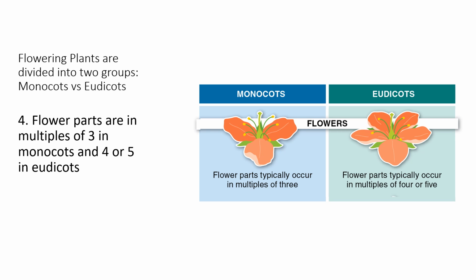Flowers can also give you a hint. Monocot flowers have parts in multiples of 3, so they may have 3 or 6 petals. Dicots have flower parts in multiples of 4 or 5.